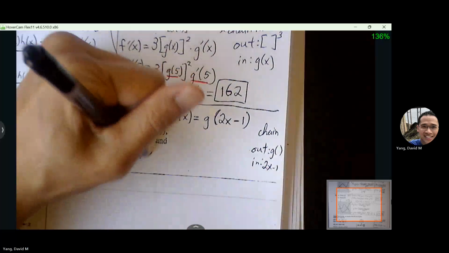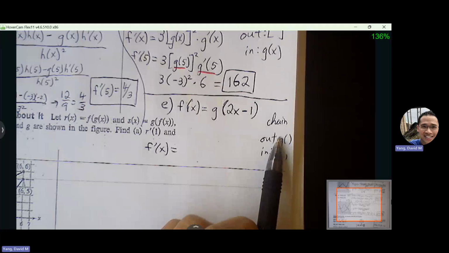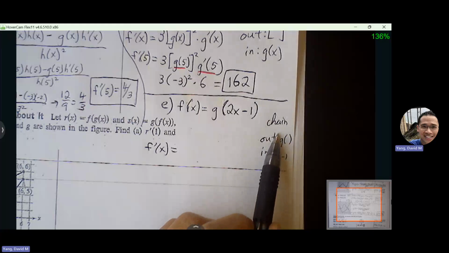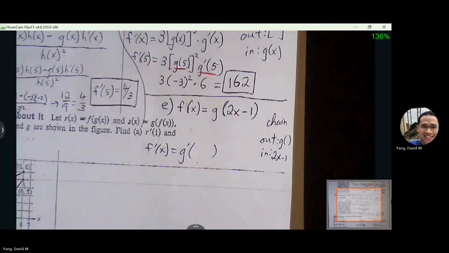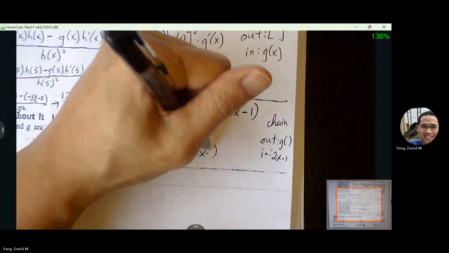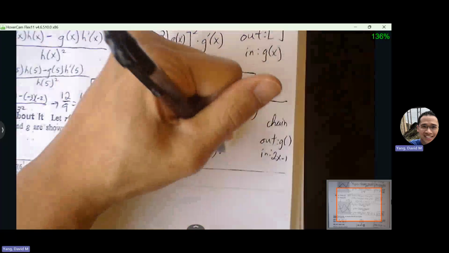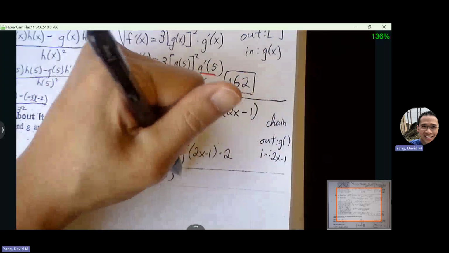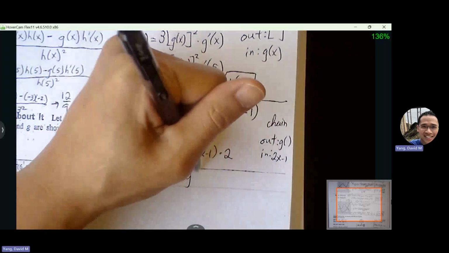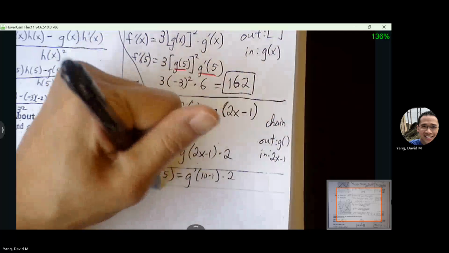So we'll take turns with the derivative. G becomes what? G prime. What goes inside the parentheses? 2x minus 1, times 2. And then we'll replace all the x's with 5. We may not have a value to plug in, but we'll leave it alone.